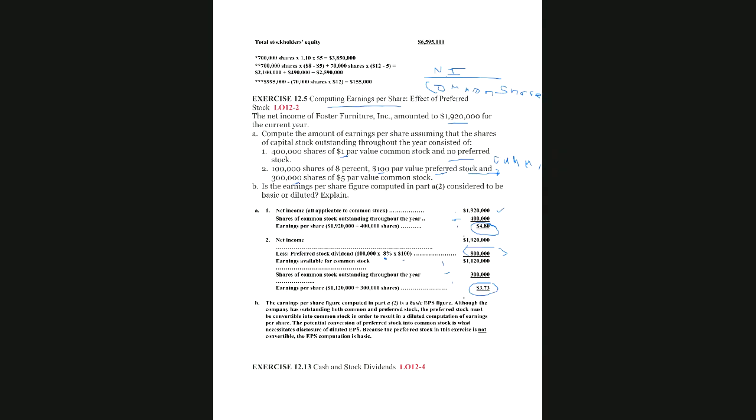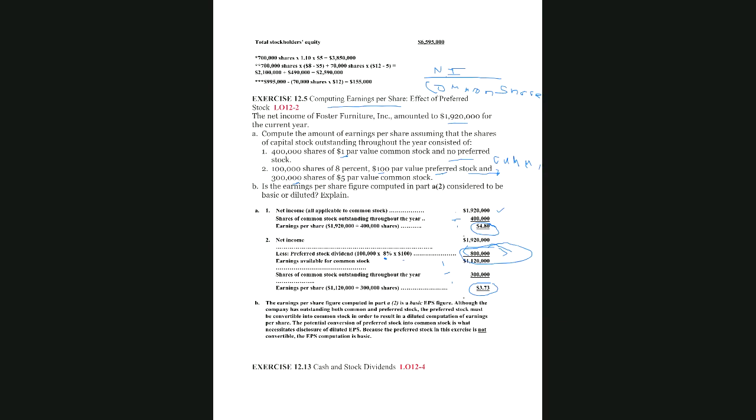So this is a good problem to review your knowledge. Question: what if I told you this was non-cumulative preferred stock? If this was non-cumulative preferred stock, would this $800,000 dividend still have to be deducted? No, very good. Remember, with non-cumulative preferred stock, you would not deduct the amount of the dividend, because if it's not declared this year, it's lost. It's the fact that it's cumulative preferred shares that's why it has to be deducted.